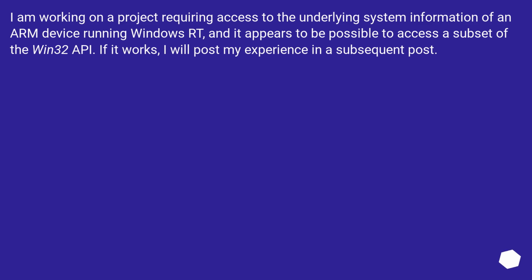I am working on a project requiring access to the underlying system information of an ARM device running Windows RT, and it appears to be possible to access a subset of the Win32 API. If it works, I will post my experience in a subsequent post.